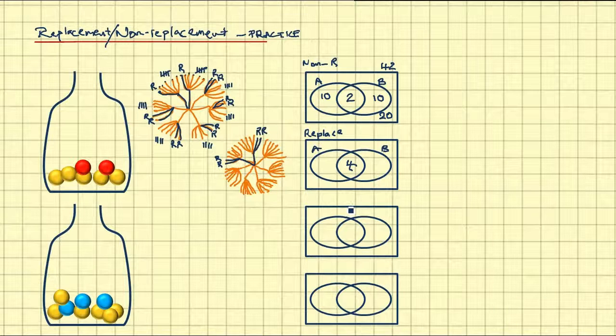Okay? Now, what about only drawing a red in the first draw? Well, that would be these arms here. So we've got 1, 2, 3, 4, 5 again, and 1, 2, 3, 4, 5. 5 add 5 is 10. So only picking red in the first draw would be 10.